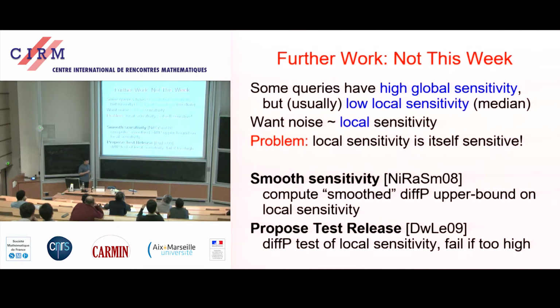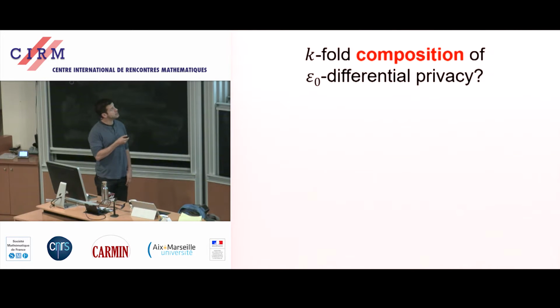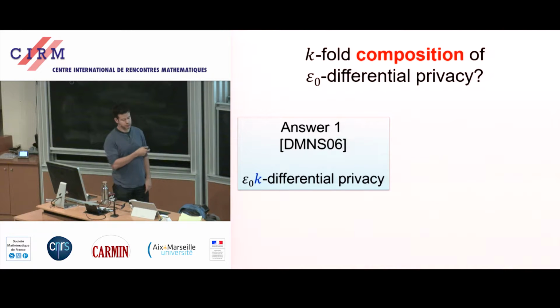Why don't we skip over this? There's lots of other work on specific queries. We won't get into it. What I do want to get into is revisiting these composition bounds.